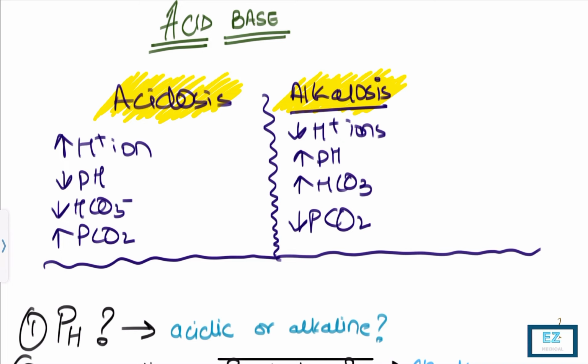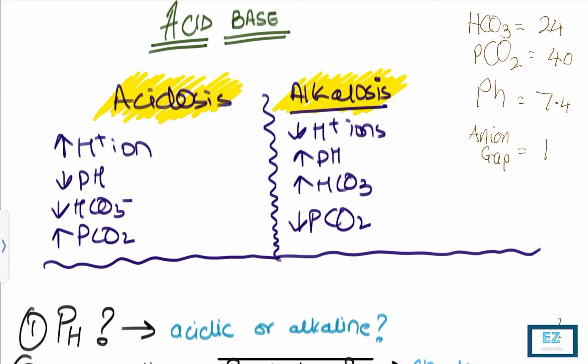So for the purpose of this video, I want you to keep some things in mind. These will be certain values that you can use to quickly characterize this. So it will be bicarb, PCO2, the pH, and an anion gap. So for the purpose of this video, we're going to have our bicarb set at 24, our PCO2 at 40, our pH at 7.4, and our gap at 12.